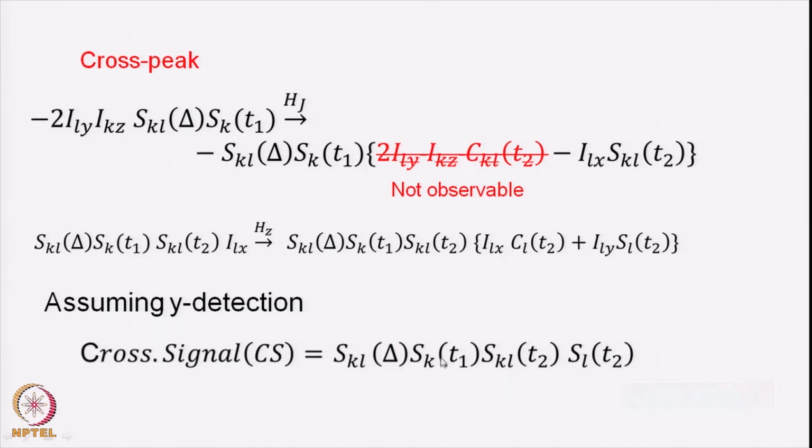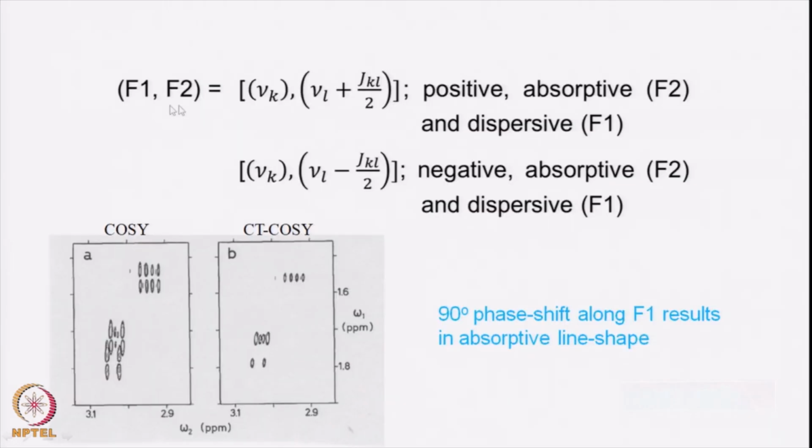dimension when you Fourier transform you will only have the frequency SKT1, and this will produce peaks along the F2 dimension. So now if I expand it, I will get nu k along the F1 dimension and nu L plus jkl by 2 along the F2, and nu k and nu L minus jkl by 2 along the F2 dimension. So we will have 2 peaks here, but because of the sign these two will have opposite phases.